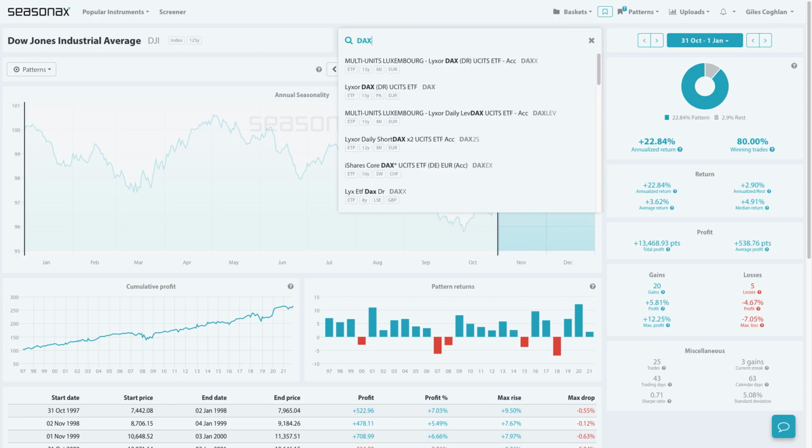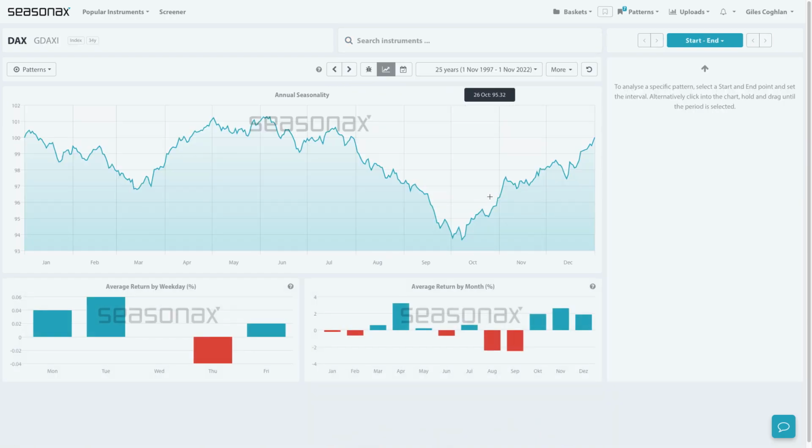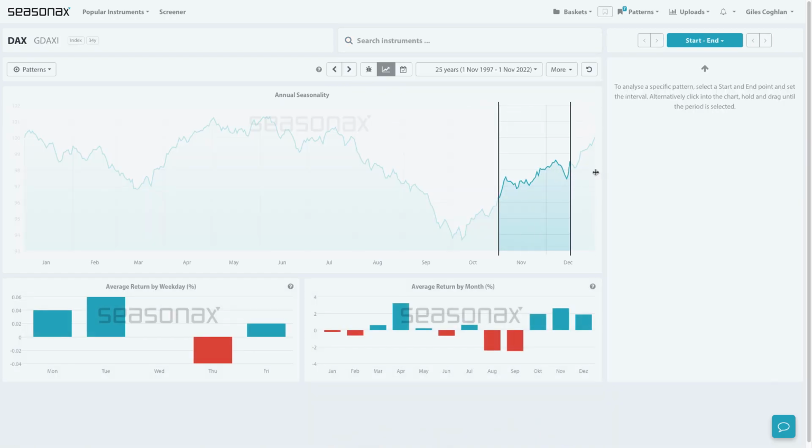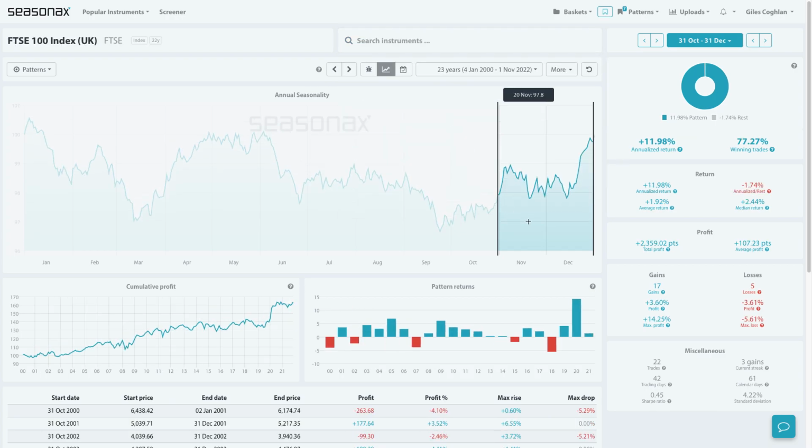Let's look at the same period and look at the German DAX. We can see that from that same period, from the end of October through to the end of December, again, a strong seasonal pattern. Let's also look at the FTSE, and you can see the UK FTSE again has a strong seasonal pattern. So you can see winter months tend to be better times, and particularly between the end of October through to the start of April are strong.